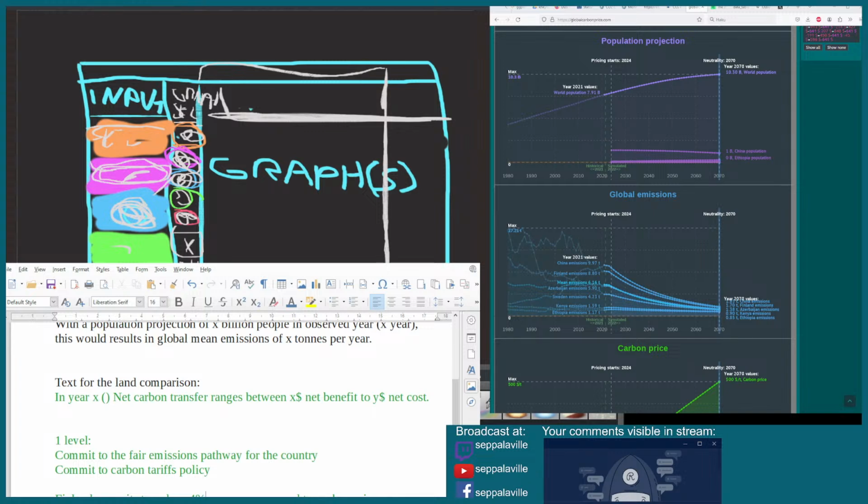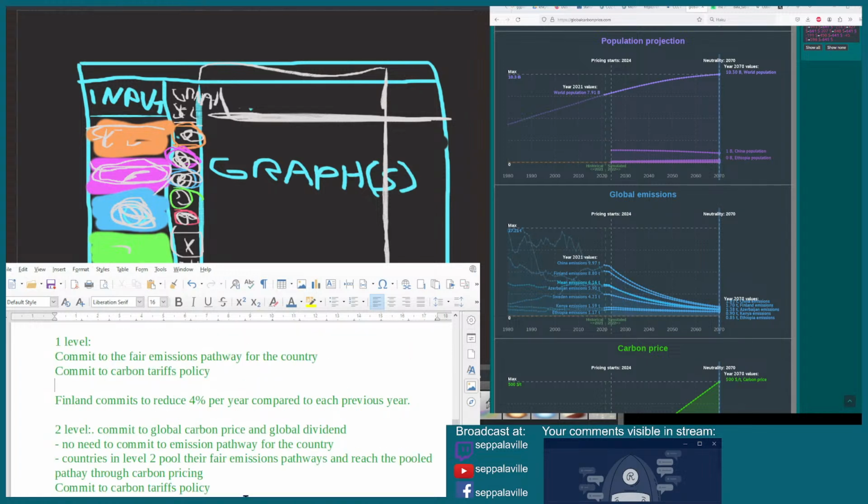So level 1 could become a kind of step to level 2. A country could first opt into the level 1 system, and then maybe think that level 2 would be better, and maybe level 2 countries could step back to the level 1 system, something like that.